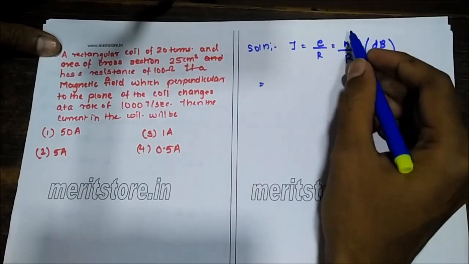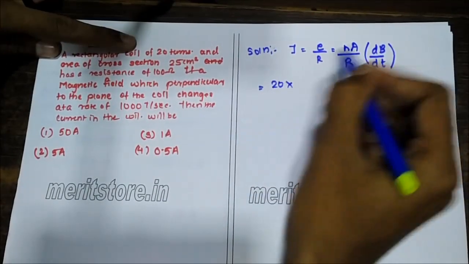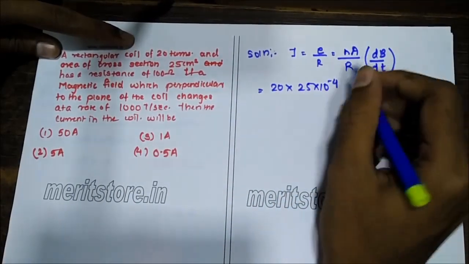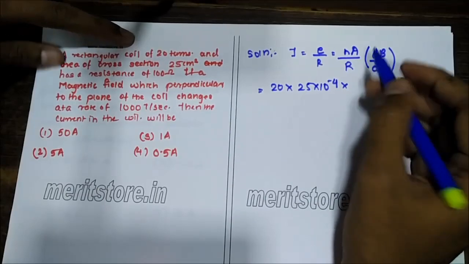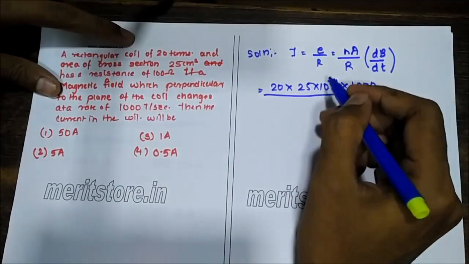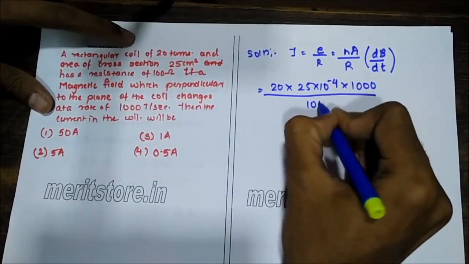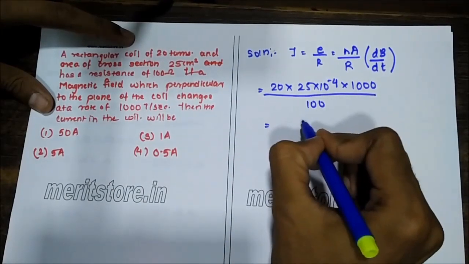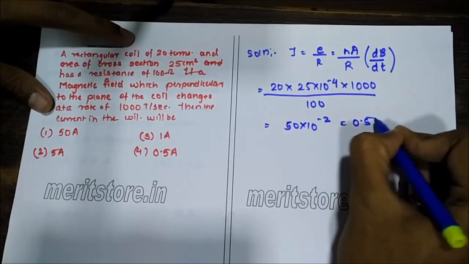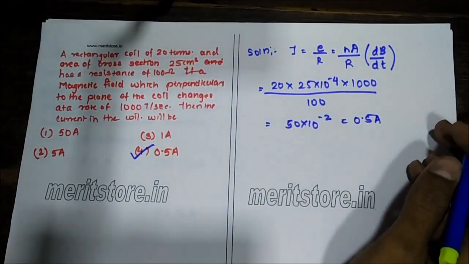So your formula becomes NA upon R into dB upon dt, where N is the number of turns, 20, into your area of cross section 25 into 10 raised to minus 4, multiplied by the magnetic field change, which is 1000 Teslas per second, upon R, the resistance, which is given to be 100. On solving all this, you get a value of 50 into 10 raised to minus 2, which is about 0.5 amps of current. So the correct option is D, 0.5 amps of current.